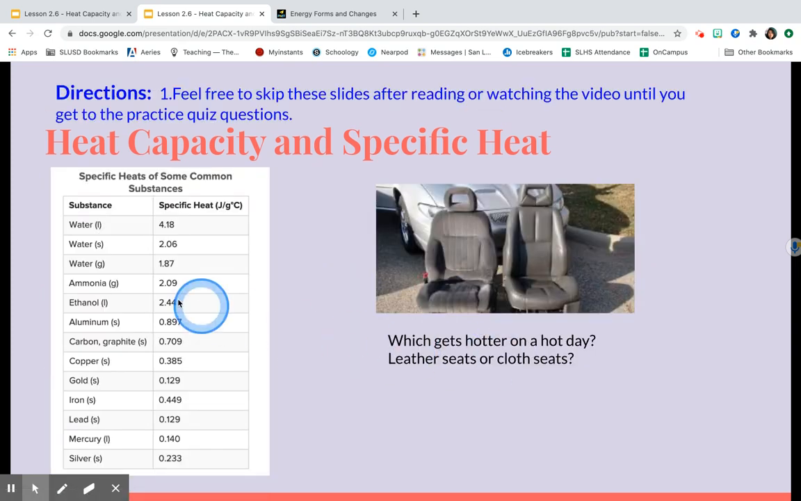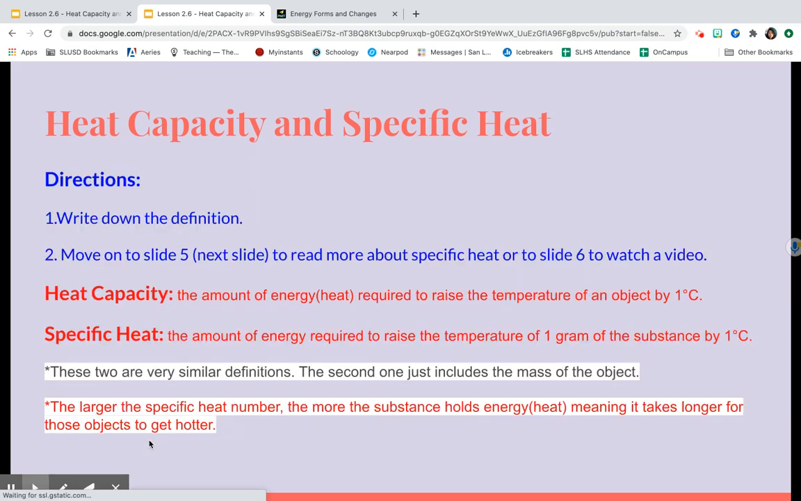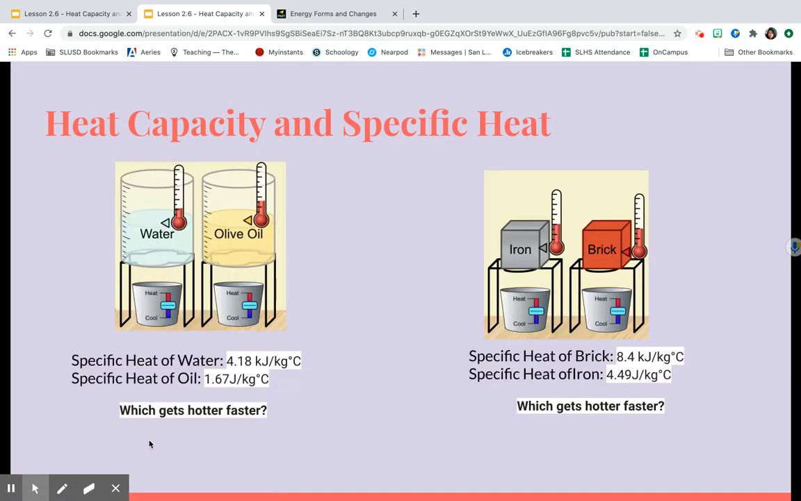So these are all the specific heats. When we tested this out, we used 1 gram of every single object. So this is how much energy it takes to heat up 1 gram of all of these objects by 1 degree Celsius. That's what it means by specific heat. All right, so let's talk about how we would use this in an example.